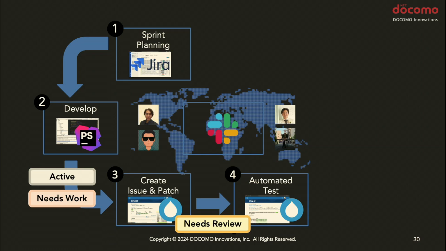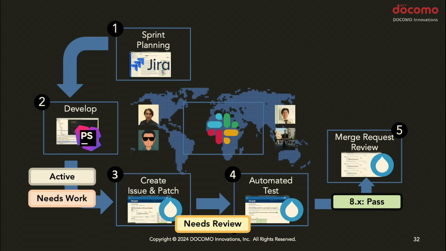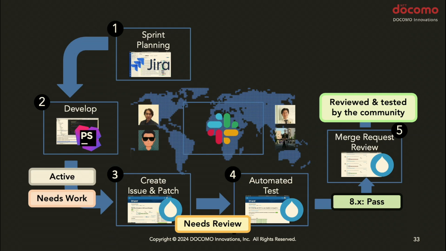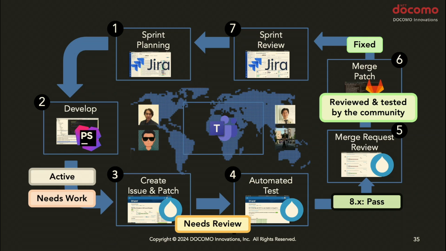When the status is changed to needs review, it triggers the automated testing at Drupal.org. If all test cases pass the automated testing, we start to review the merge request. If the merge request looks good, we change the status to reviewed and tested by the community. This is all the official process in the Drupal community. Then we merge the merge request for the patch into our main Git branch, and we change the status to fixed. After 2 weeks, we have the sprint review meeting again, and also the sprint planning meeting at the same time. That's how our development process cycles during our sprints.